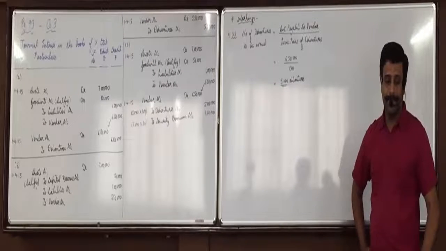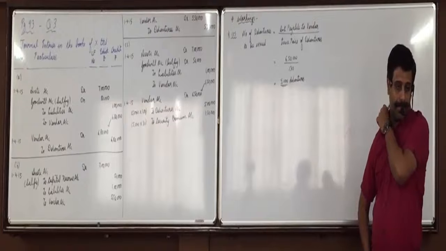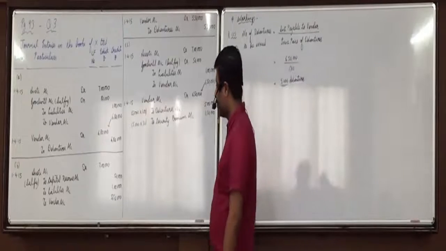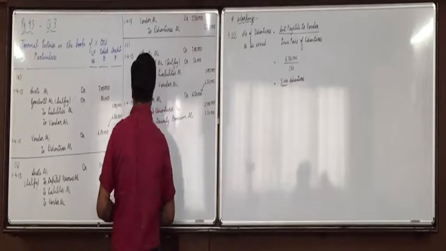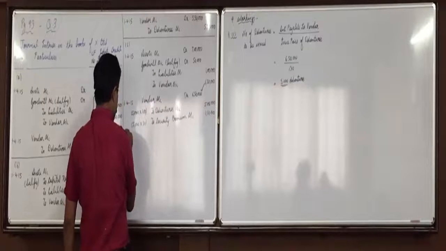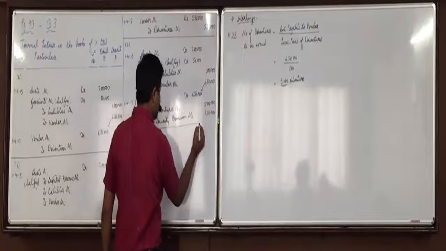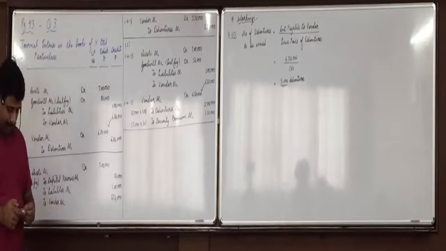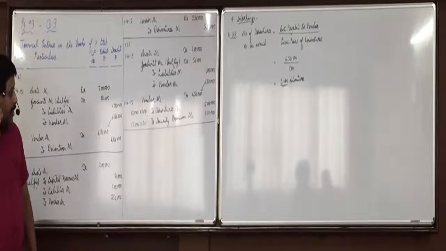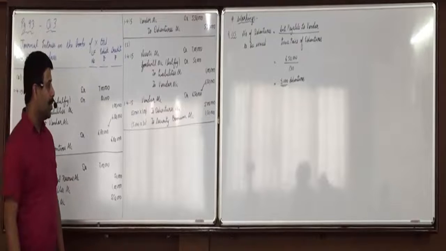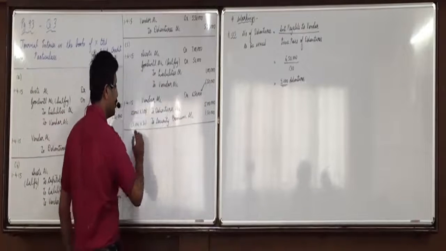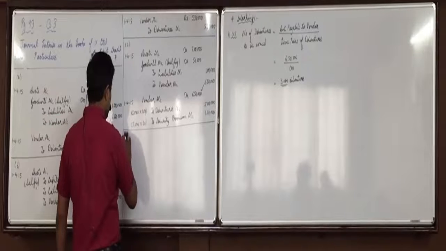Everyone has completed? B. 5,000 debentures of rupees 100 each issued at 30% premium to the vendor. Now option D.